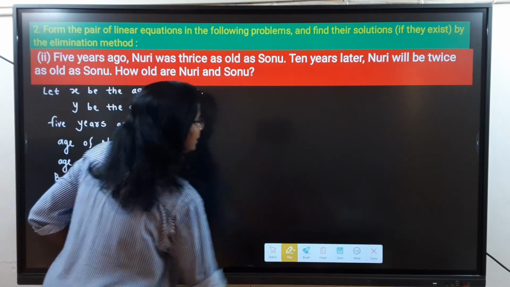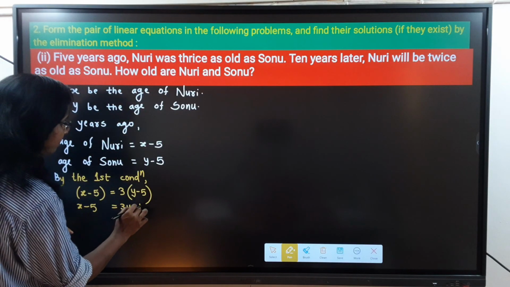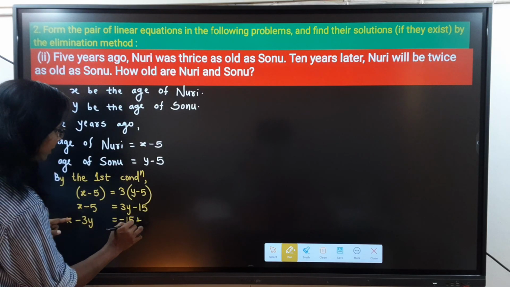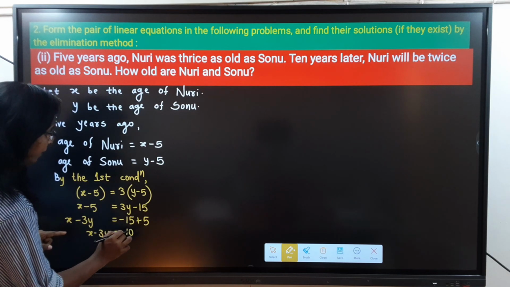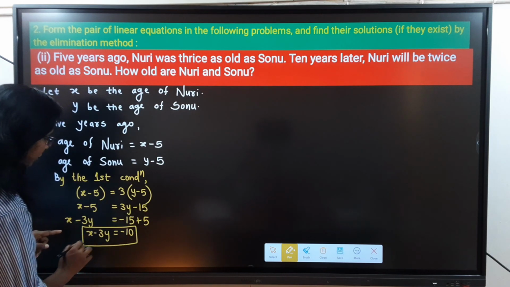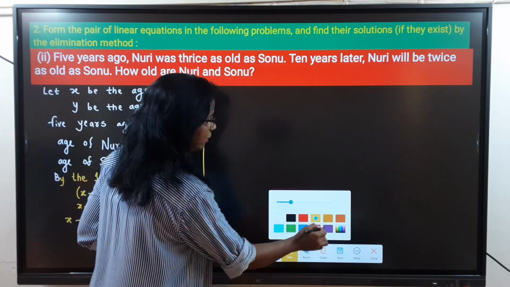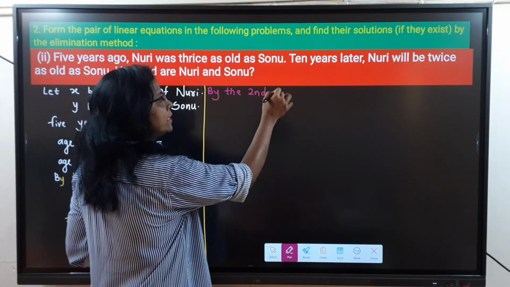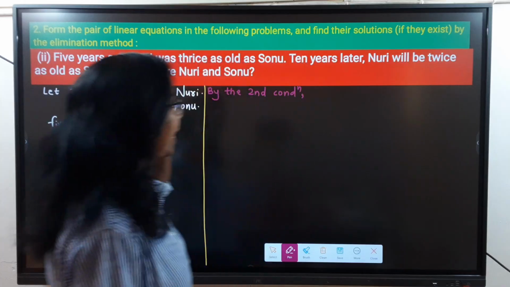Then first we simplify this equation, that is x minus 5 is equal to 3y minus 15. That means x minus 3y is equal to minus 15 plus 5. So here, students, x minus 3y is equal to minus 10. So this will be our first equation. Then the second one, students, by the second condition. Which is the second condition in this example? That says 10 years later.